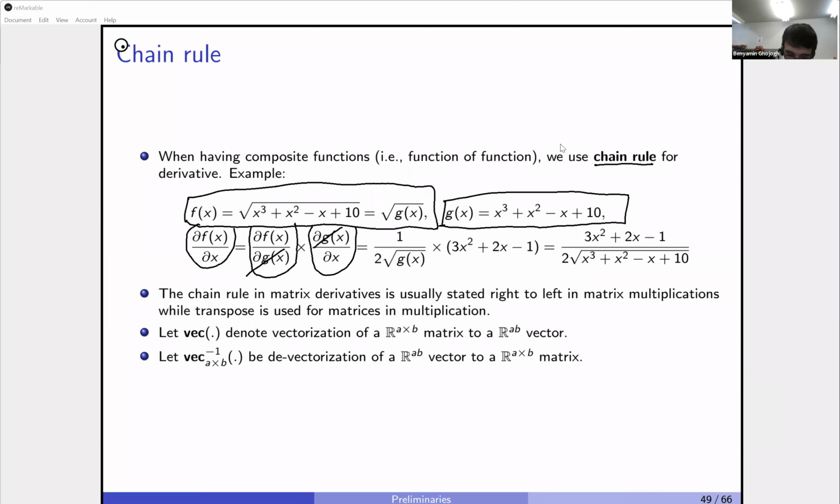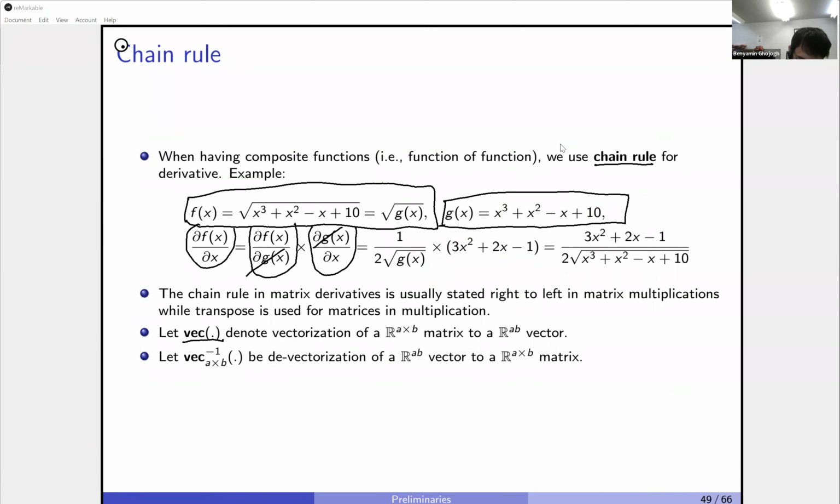So the derivative of f with respect to g is the derivative of a square root. Its formula is one over two times the square root of the input, and its input is g. Now multiply by the derivative of g with respect to x. The derivative of this with respect to x is this. Now you multiply these two terms, replace g with what it is, and you will get this. So this is the chain rule. The chain rule is also important in derivatives.